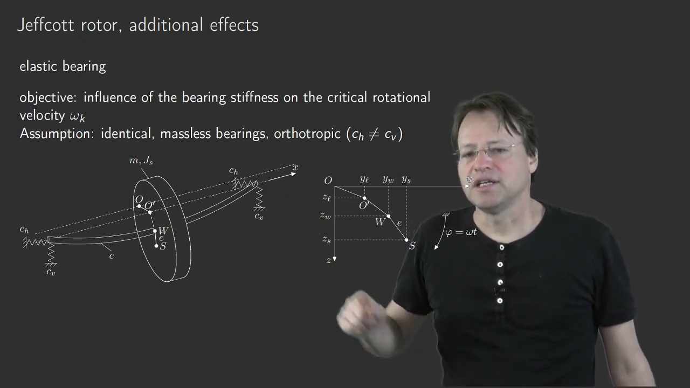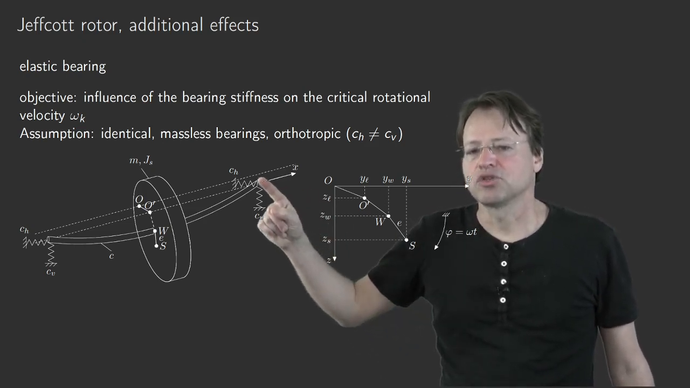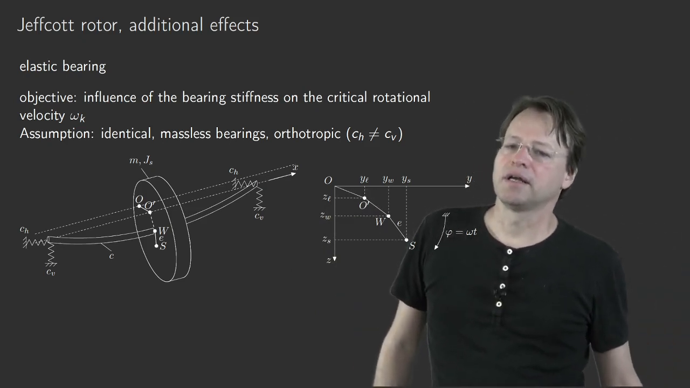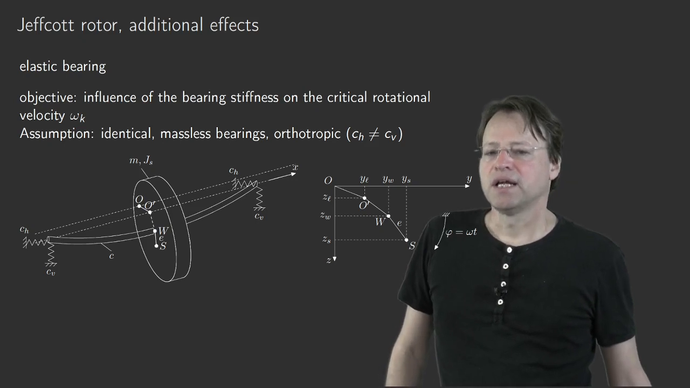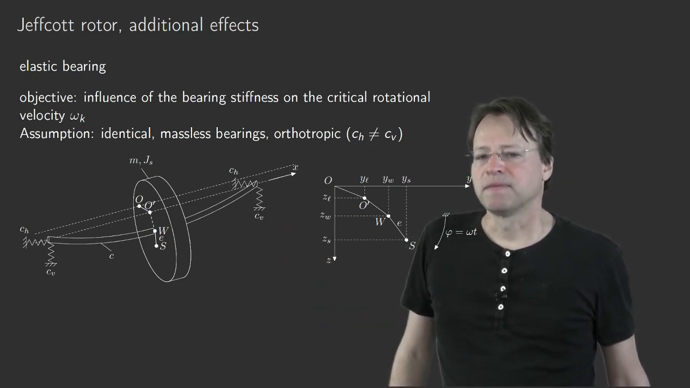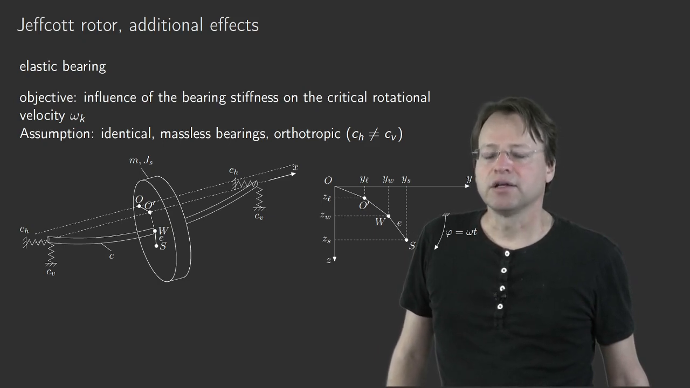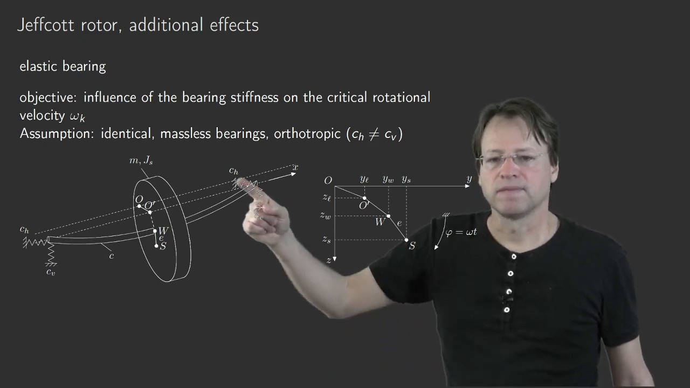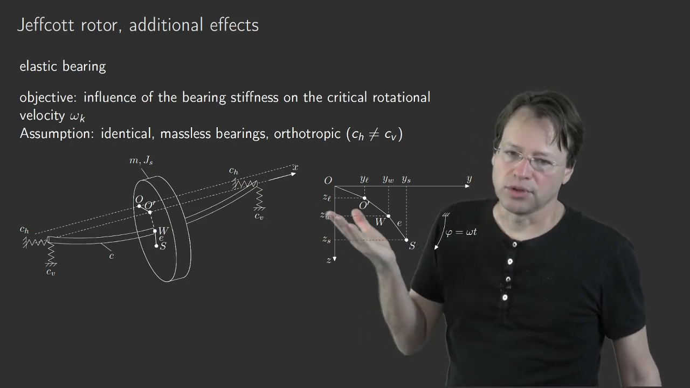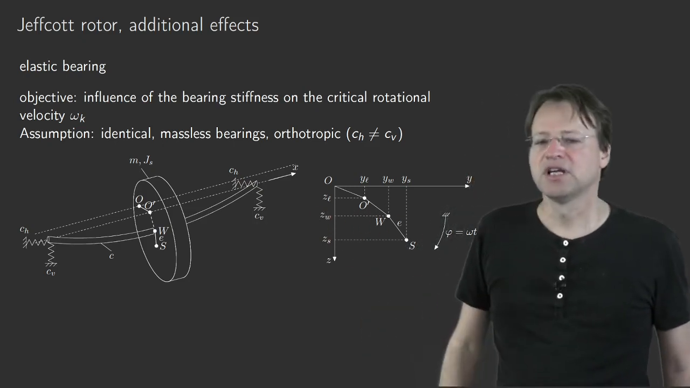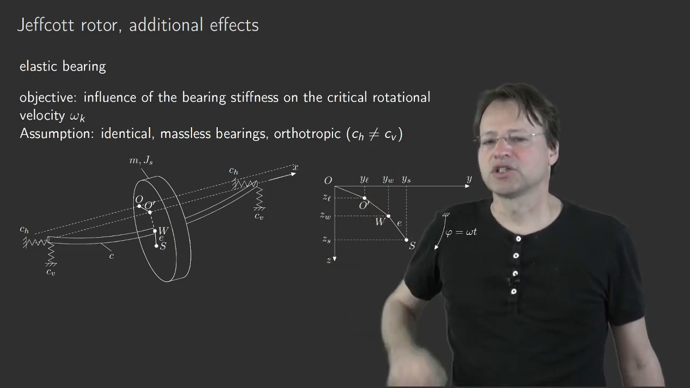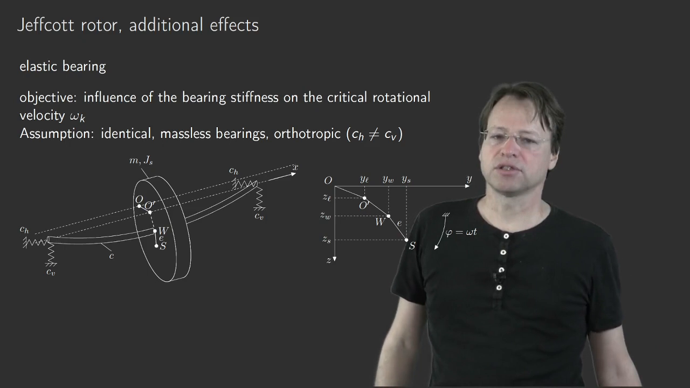And what I consider here, as you can see, are these springs that represent now the elasticity of the bearings. Let me mention how these springs are introduced here. They have different spring constants, so C sub H and C sub V. H stands for horizontal or lateral direction, V stands for vertical direction, and these two directions are the space-fixed directions.